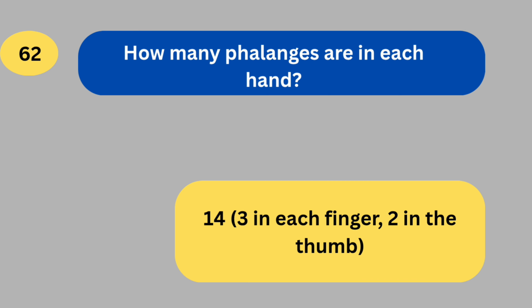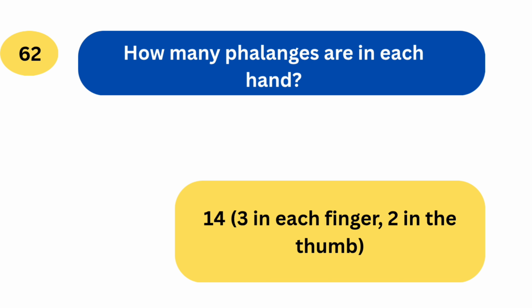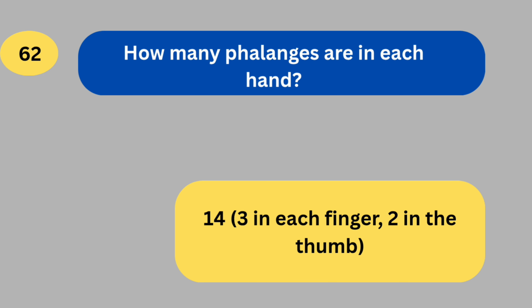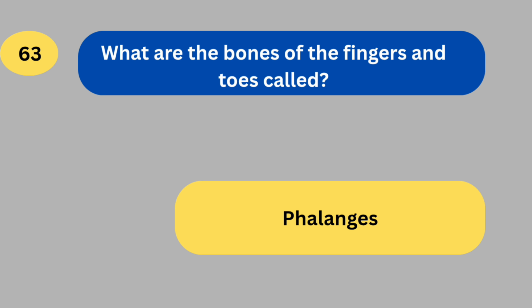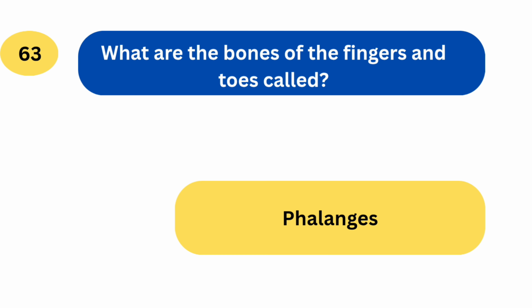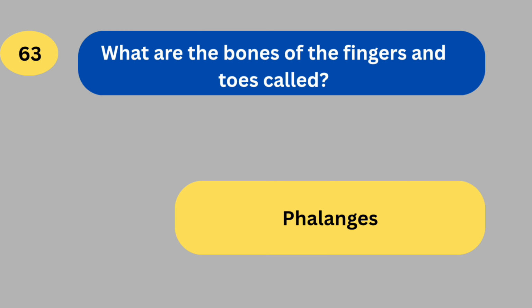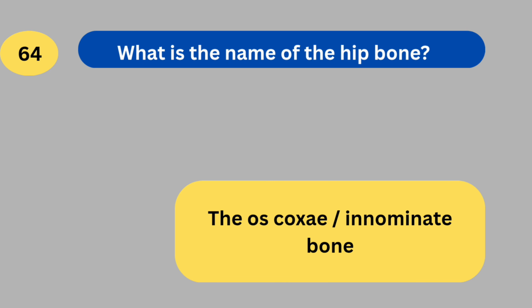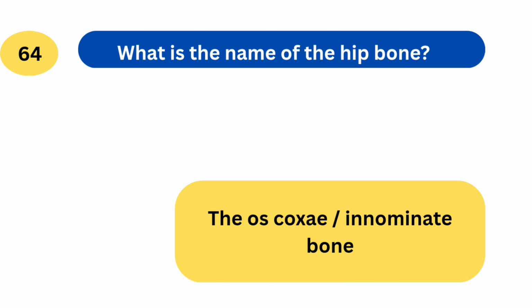Next question. How many phalanges are in each hand? Answer: 14, 3 in each finger, 2 in the thumb. Next question. What are the bones of the fingers and toes called? Answer: phalanges. Next question. What is the name of the hip bone? Answer: the os coxae or innominate bone.